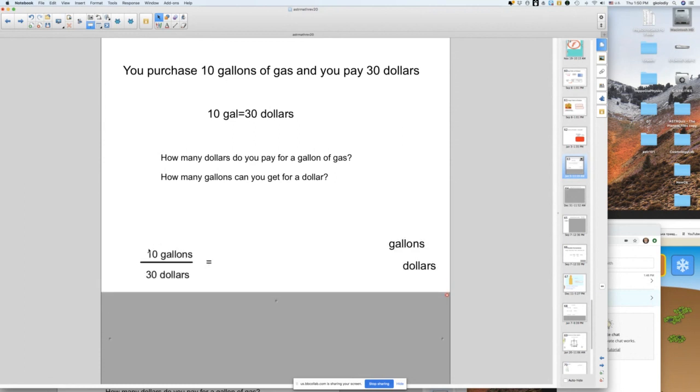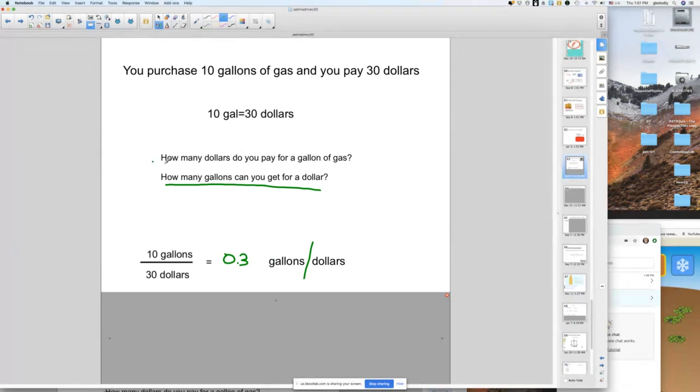First of all, if I take 10 gallons divided by $30, what do I get? Well, 10 divided by 30 is 0.3, right? But what are the units for this? Same as pears and oranges, gallons per dollar. So 0.3 gallons per dollar. So for $1, you can get 1/3 of a gallon approximately. Okay, that answers this question. How many gallons can you get for $1?